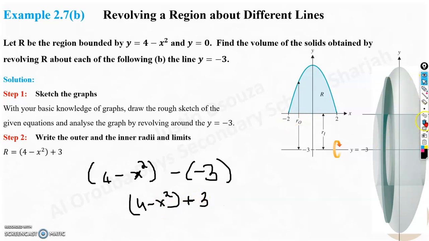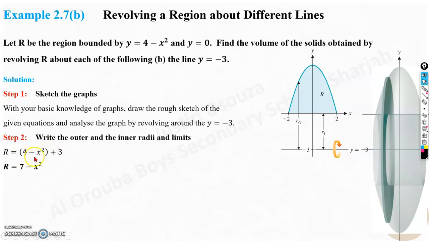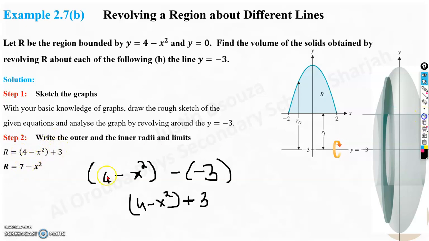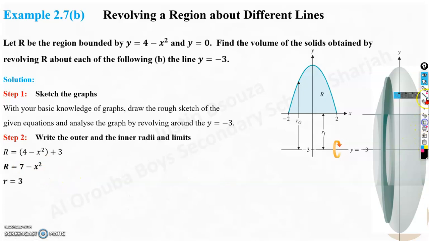Now same way for the inner radius. What we have done is 4 plus 3, so after simplifying, 4 plus 3 is 7 minus x squared. Same thing for the inner radius. Now over here, this line, what is this line at? It's y equal to 0. So it is 0 minus, what is this line at? Minus 3. So it is 3. Radius is 3, sorry, this is the inner radius. The first one, capital R, is the outer radius. I'm so sorry for that. Outer radius and the inner radius is 3.